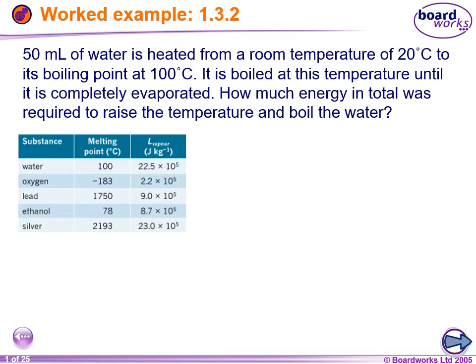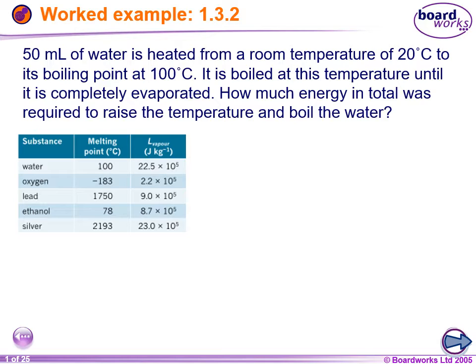50 ml of water is heated from a room temperature of 20 degrees Celsius to its boiling point at 100 degrees Celsius. It is boiled at this temperature until it is completely evaporated. How much energy in total was required to raise the temperature and boil the water?